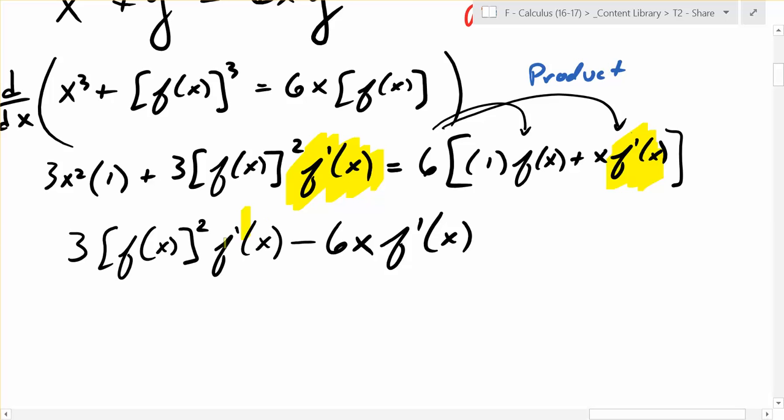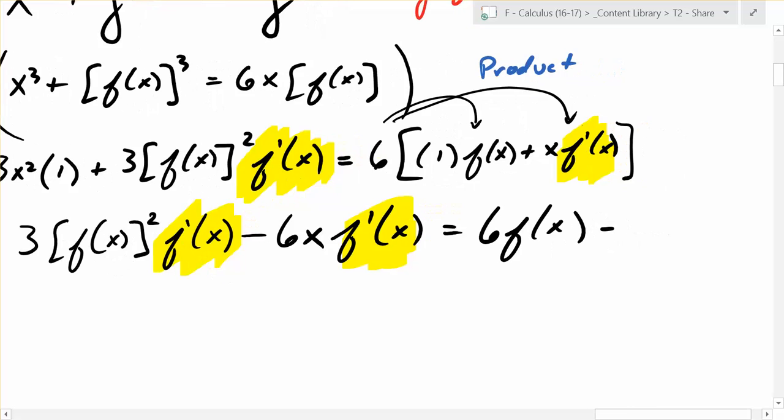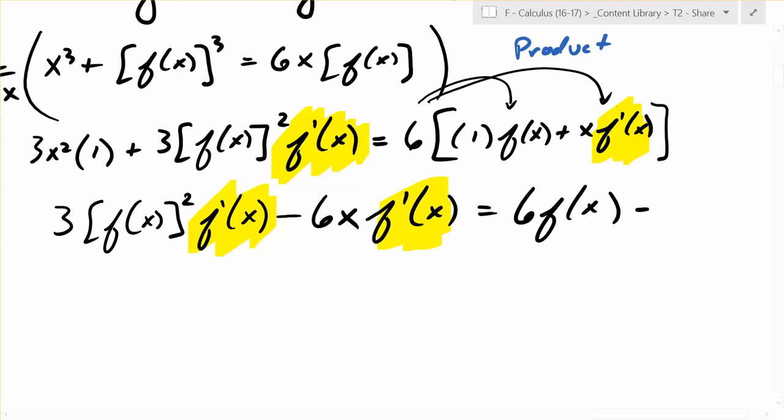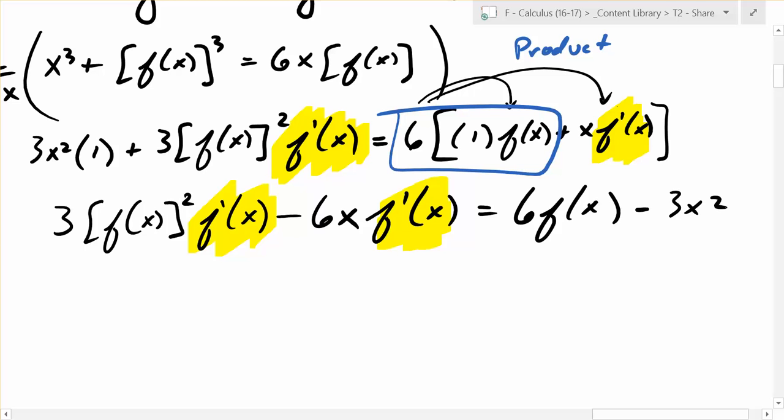So we have our two pieces. There's that piece and there's that piece, right? So what's left on the right side? 6f of x minus what? What is the one piece I haven't moved? 3x squared, exactly, David, minus 3x squared. I just moved it over. You need to get it all on the same side, right?